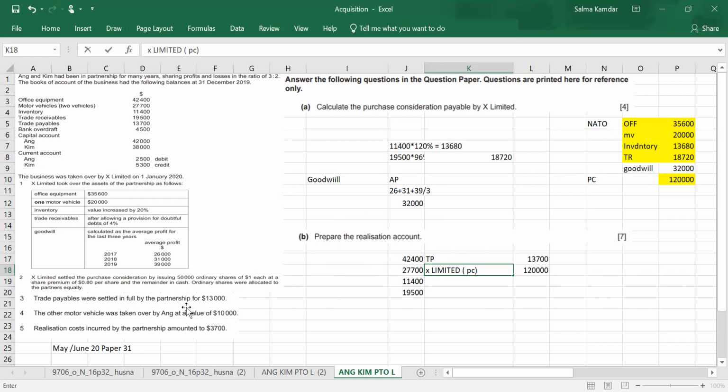Trade payables were settled by the partnership for 13,000. So this is the trade payable over here. It is settled. It is settled by the partnership for 13,000.